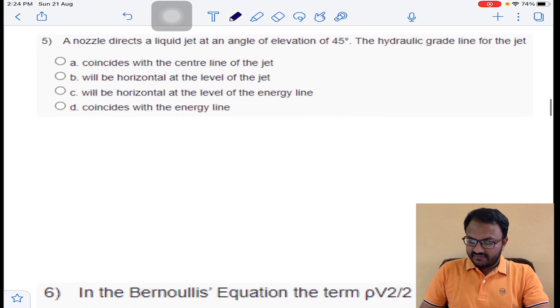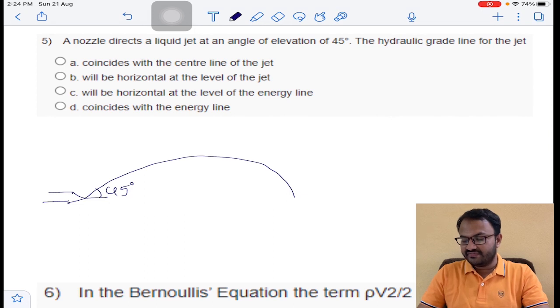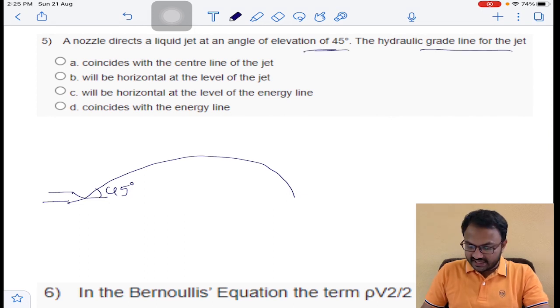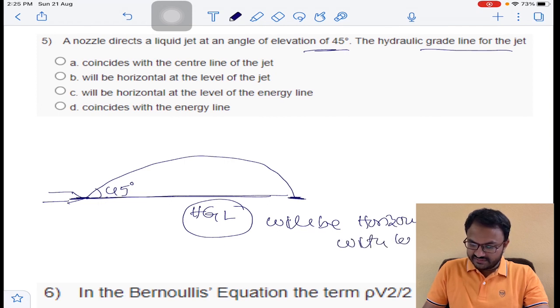Next. For example, he has given there is a nozzle. The nozzle directs a liquid jet at an angle of elevation 45 degrees, the hydraulic gradient line. Obviously, here the hydraulic gradient line is here, and here the hydraulic gradient line is here. So whenever we join these two points, the HGL will be horizontal with the level of the jet. So the answer is B for question number 5.